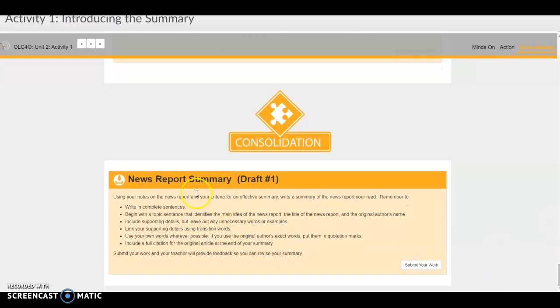And then once you've done that news report summary, you'll submit your work right here. And that's it for Unit 2, Activity 1. If you have any questions, please let me know.